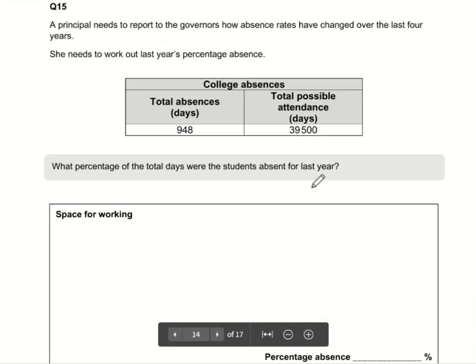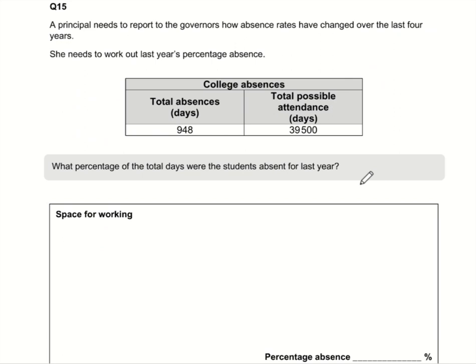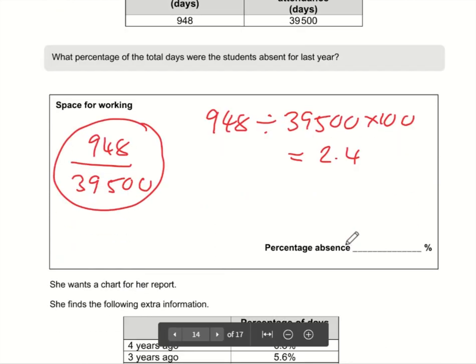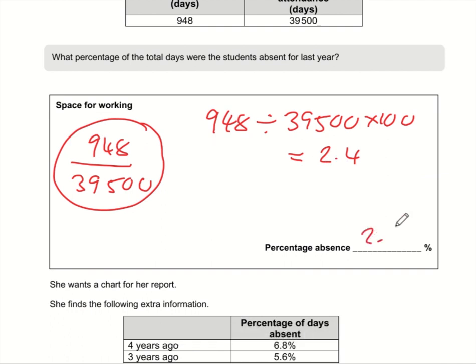Okay, right, and this last question is not too bad. So out of the total possible attendance days, which is 39,500, the total absences is 948. So the absence rate is a fraction. Now to turn a fraction into a percentage, it's top divided by bottom multiplied by 100, and when you perform that calculation you should get 2.4. So the percentage absence is 2.4%.